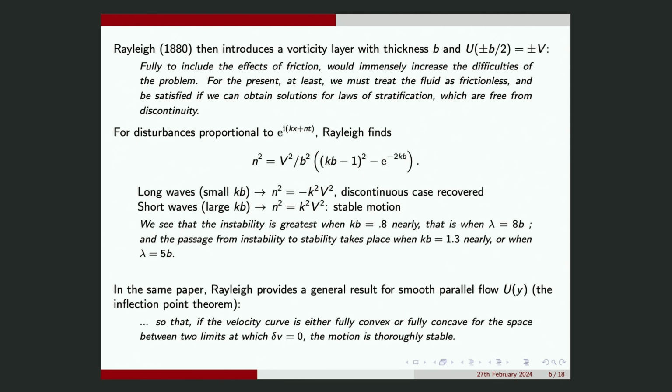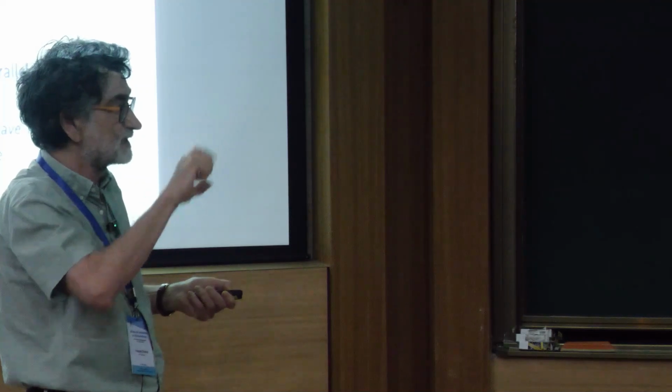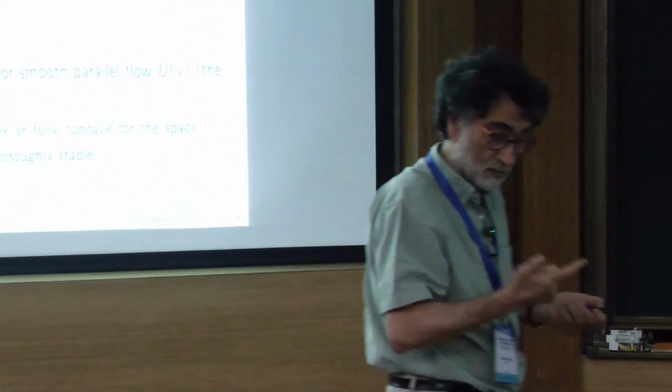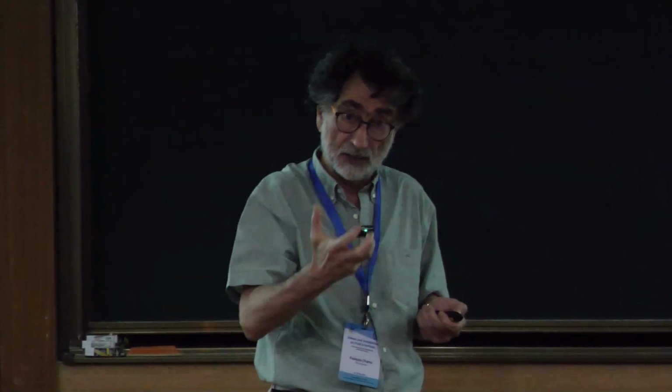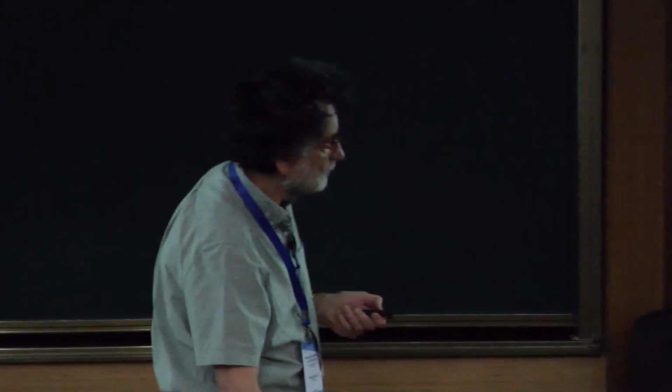In the same paper, Rayleigh provides a general result for smooth parallel flow U, now known as the inflection point theorem, which Rayleigh explains like this: if the velocity curve is either fully convex or fully concave for the space between the limits at which the vertical velocity vanishes, the motion is thoroughly stable. So the presence of an inflection point in the velocity profile is a necessary condition for instability.